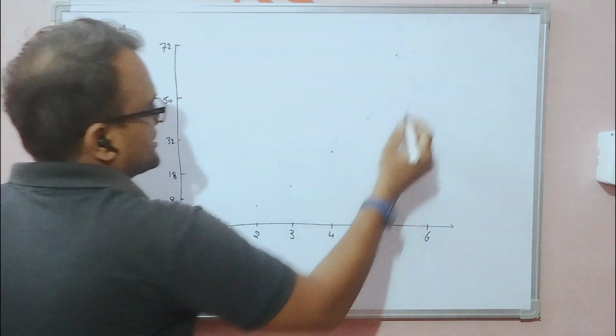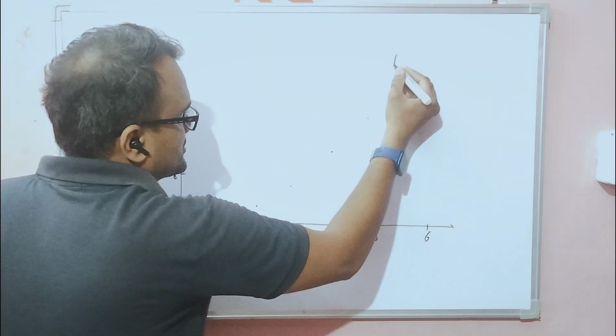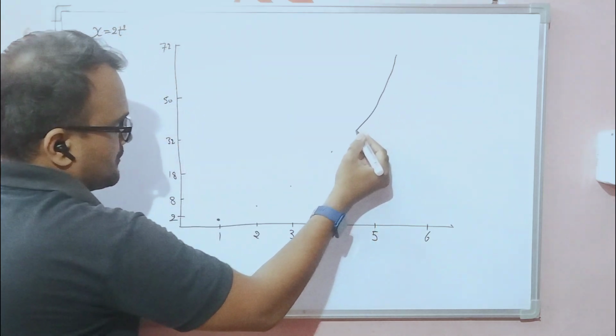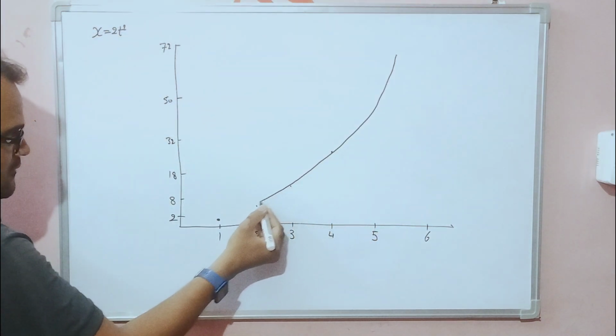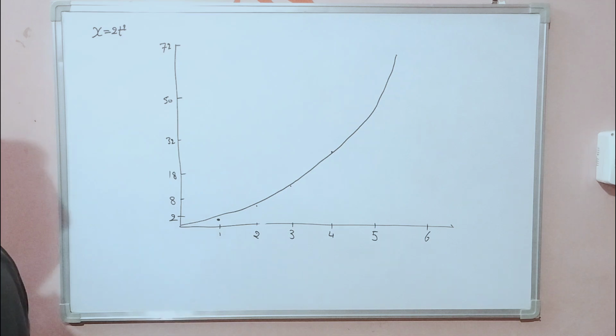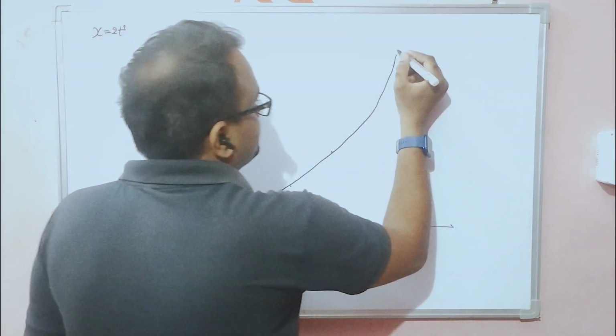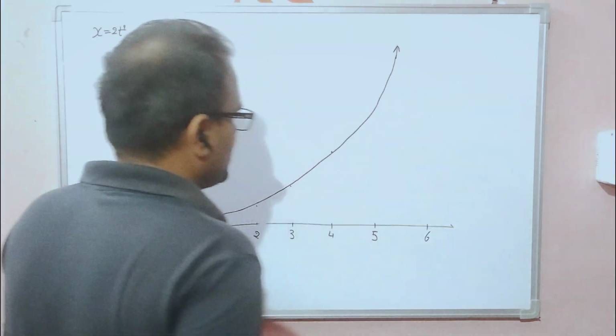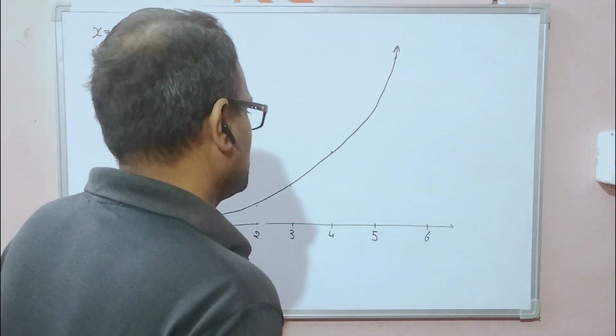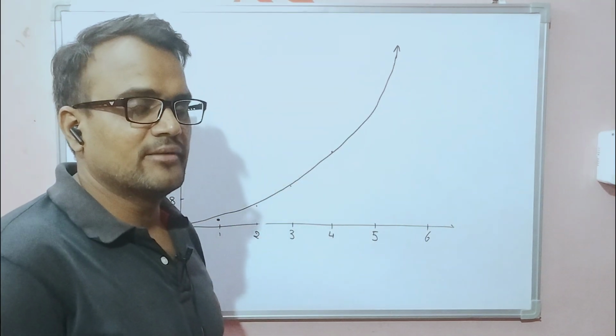So we can say these are the points. Let's join all of these, and it is going to be a curve. Now what I want to do, I just want to find out the ratio corresponding to the different time interval.